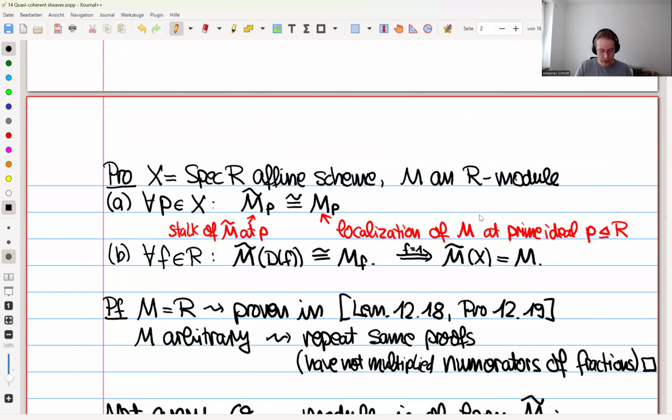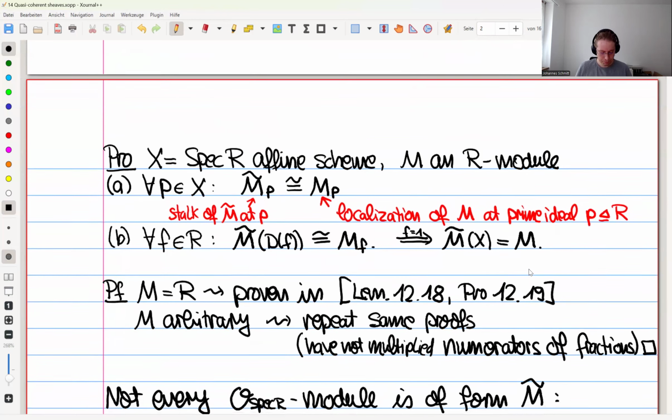Because the analogous thing that we checked is that the stalk of the structure sheaf at P is the localization of R at P, and the sections of the structure sheaf on D(f) are the localization of R at f. And in particular, the global functions on Spec R are exactly given by the ring R. So this is the analogous result. So this gives us a lot of examples now of sheaves on Spec R. The question is, does it maybe give us just all of them? Can we get anything like this?